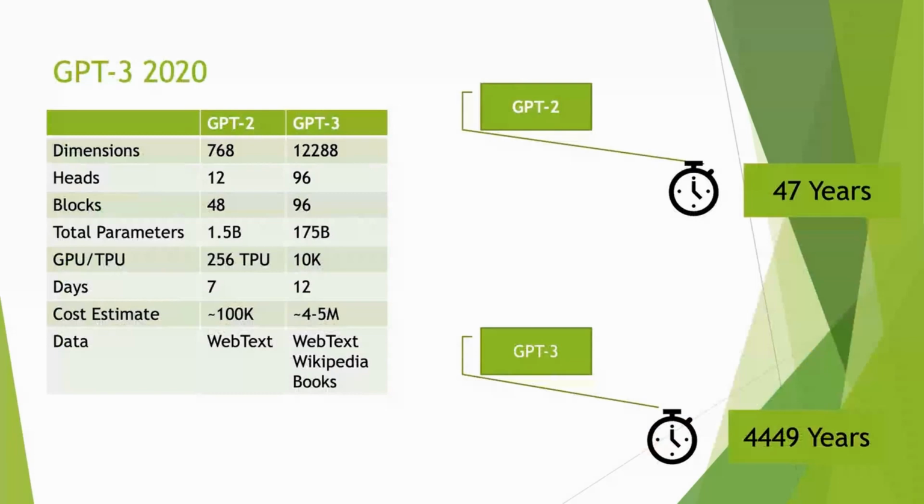Let's have a bit of a comparison. How does GPT-2 compare to GPT-3? If one parameter is 1 second, GPT-2 has 1.5 billion parameters, which in time is 47 years. So if GPT-2 is 47 years of parameters, GPT-3 is 4,449 years. So you can see the difference, because a lot of people don't see the difference between 1.5 and 175 billion. It's a huge amount of parameters.